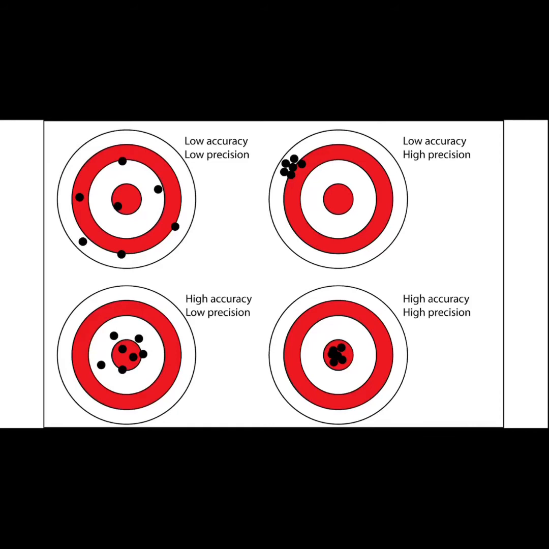In the top right, it's low accuracy because nothing hit the target or the middle point, but it's high precision because this person hit the same spot or pretty close to the same spot over and over. And then the last one on the bottom right, it was very accurate. They hit the target in the middle every time, and it was very precise. They generally hit the same spot.